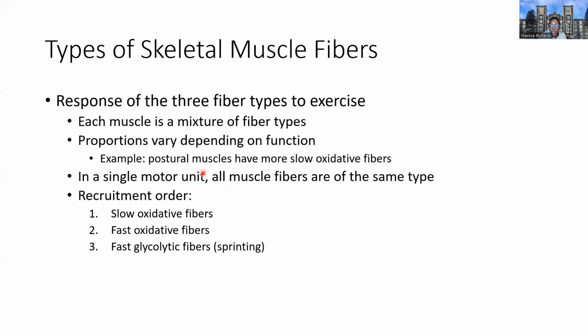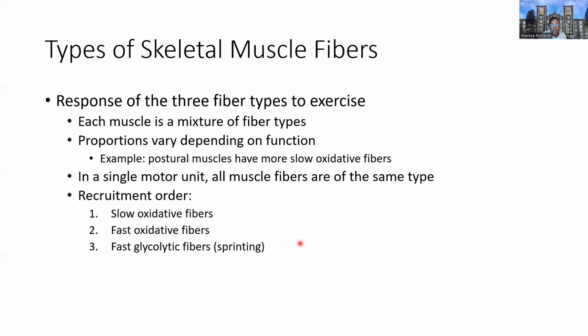Now, in a single motor unit, however, all the muscle fiber types must be the same. So while we can have variability from one motor unit to the next, a motor unit must have all of the same fiber type, whether that be oxidative or glycolytic.